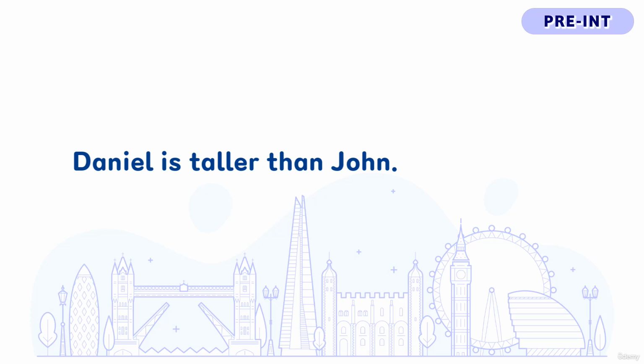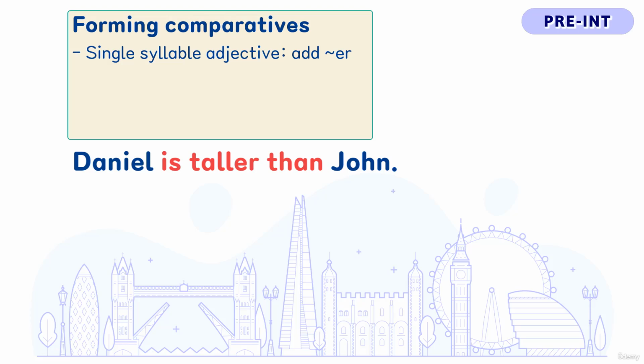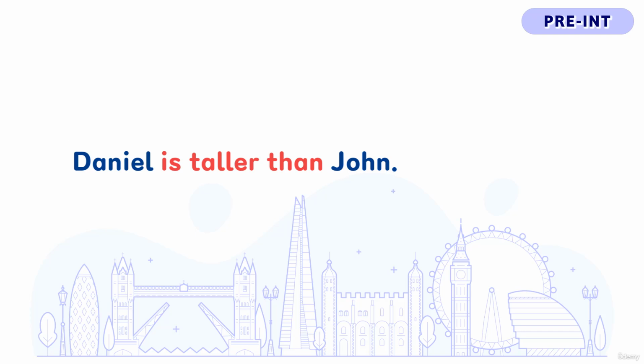So to make this comparison, we need to change the adjective tall into a comparative form. To do that, if the adjective has one syllable, we simply add er to the adjective to make a comparative form. So the comparative form of tall is taller. There are of course some exceptions to this rule, but generally most adjectives that have one syllable change in this way. And when we say Daniel is taller than John, it means that Daniel is more tall compared to John.